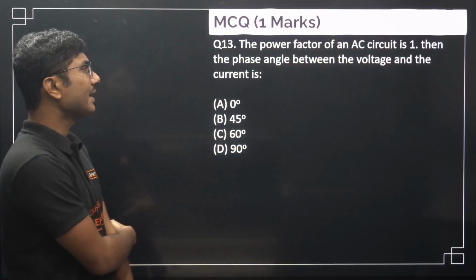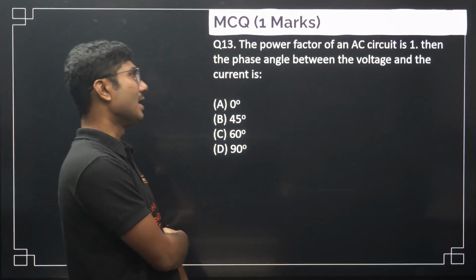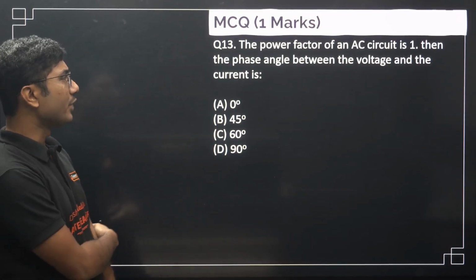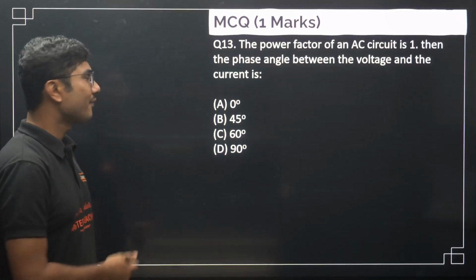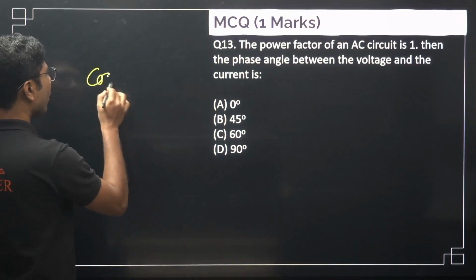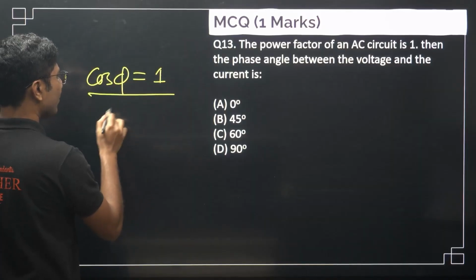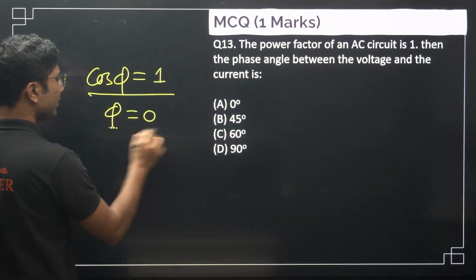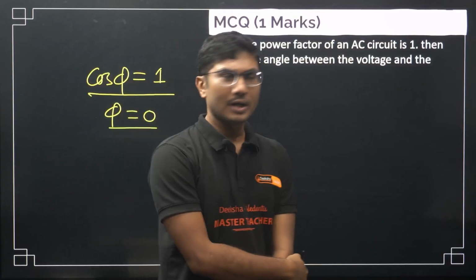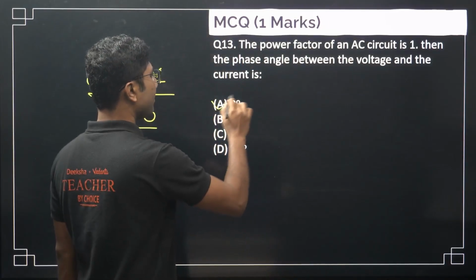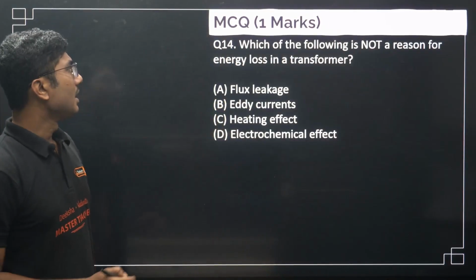The power factor of an AC circuit is 1. Then the phase angle between the voltage and the current is. So power factor is 1 means cos phi equals 1. Now if cos phi equals 1, then phi must be equal to 0, right? Cos 0 is 1. So the phase angle must be 0 degrees.